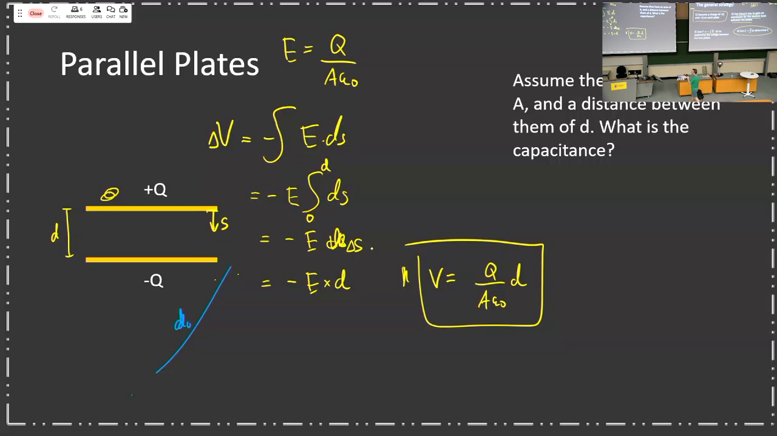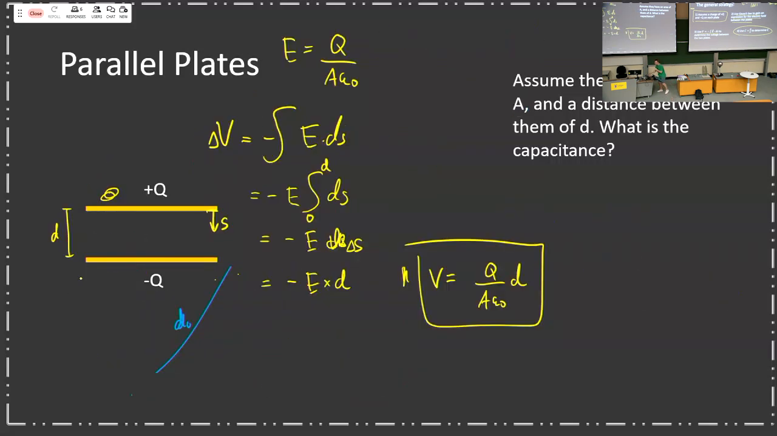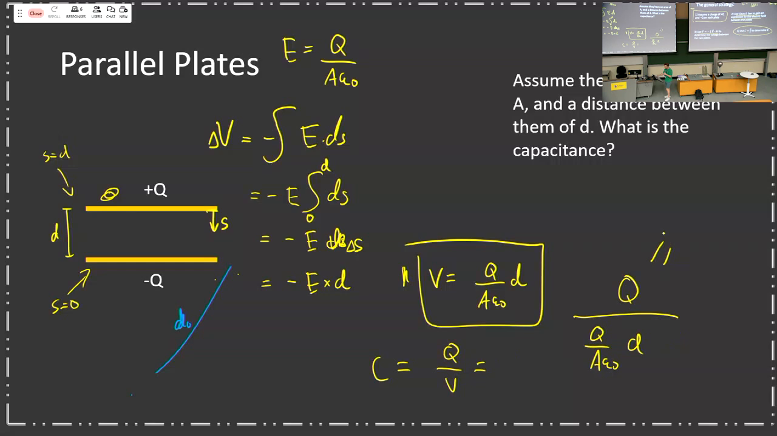But if we were to be correct, technically this is S equals 0, and this is technically S equals D if you want to get really funky with it. But we're looking for the voltage between the whole 2 things, so it doesn't really matter. And so now we finally go, okay, C equals Q over V, which is equal to Q over A epsilon naught D, which becomes A epsilon naught on D. That's the capacitance of 2 parallel plates.